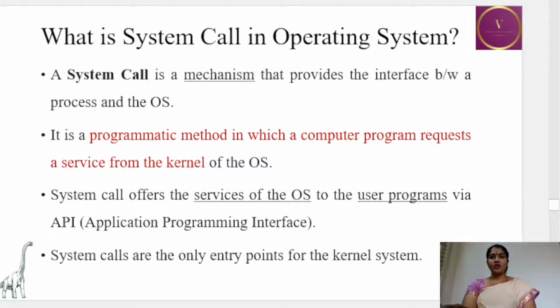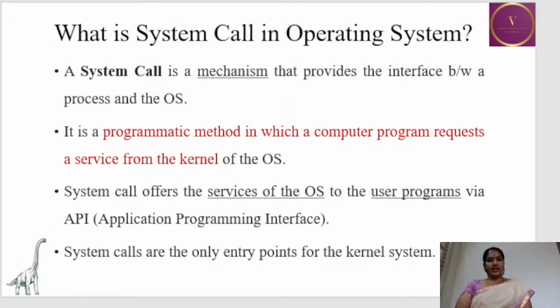Yes. What is a system call in operating system? System call is a mechanism that provides the interface between process and the operating system. What is a process? Process is nothing but the program in execution. When a program requires something from the OS, it has to send a message to the OS, and that is called a system call. Process and the operating system should communicate, right? And this is the mechanism through which these two, process and the operating system, can communicate.